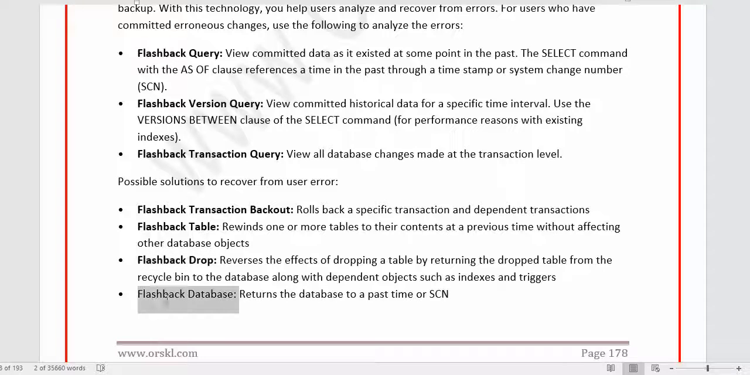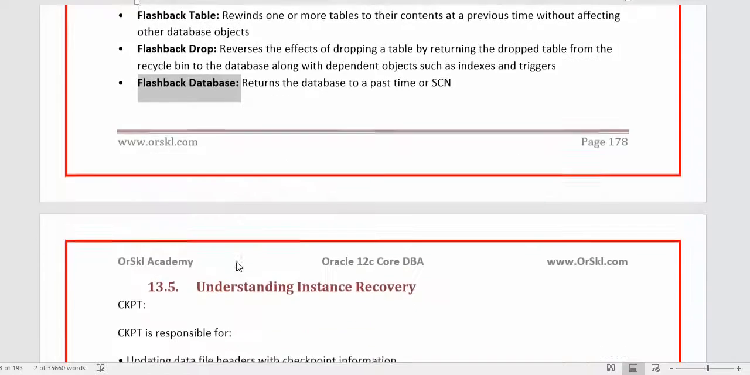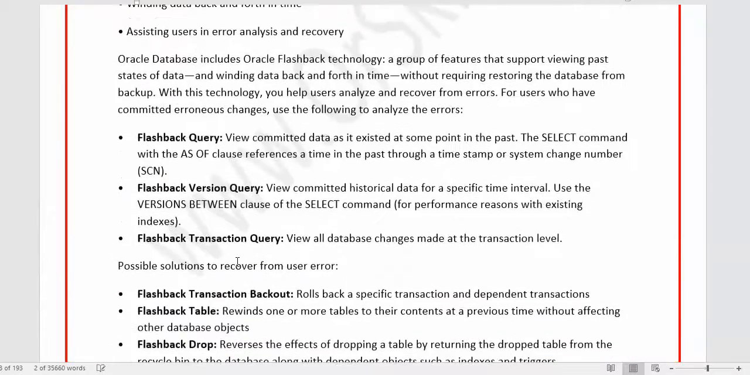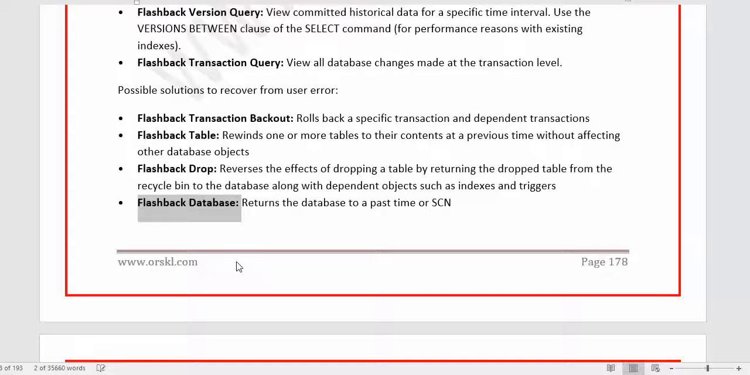I will quickly tell you what these options are, because this is only an introduction part of Flashback. How you perform all these Flashback activities is a different job, and you have to do a lot of activities around it, which we will do later. But still, I'll tell you, these are the 4 different ways that you can recover the data using Flashback whenever there is a user error after the analysis.